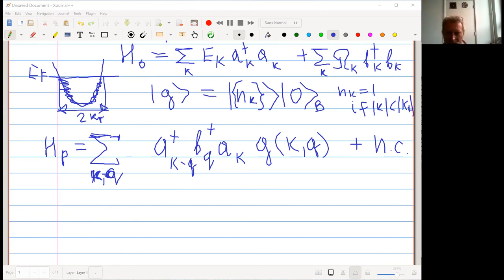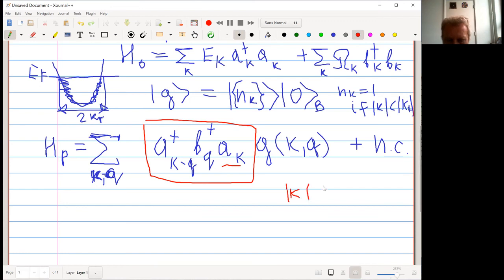Right. So what I want to do is take a single element of this H_P. When I talk about an element, I can skip the coefficient and just concentrate on this expression. What does it do? This needs to annihilate an electron. It means that K must be smaller than K_F. Otherwise, there is no electron to annihilate.